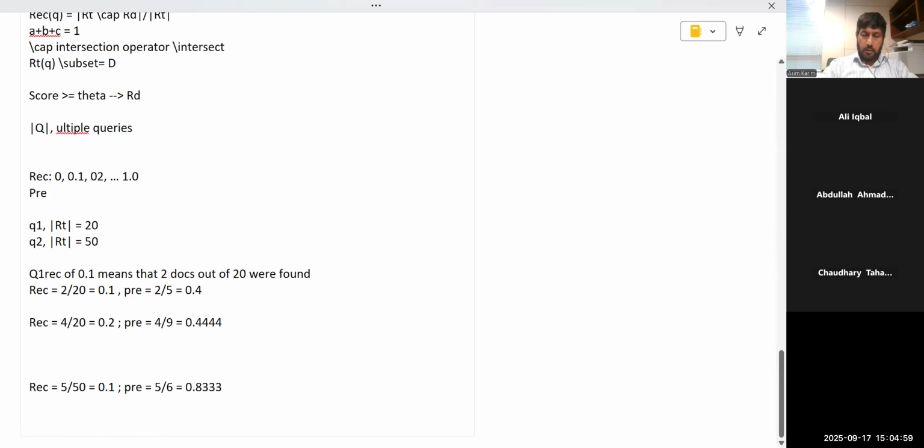So for each recall, take the mean of all queries' precision, and plot it. So this way you will get the curve.